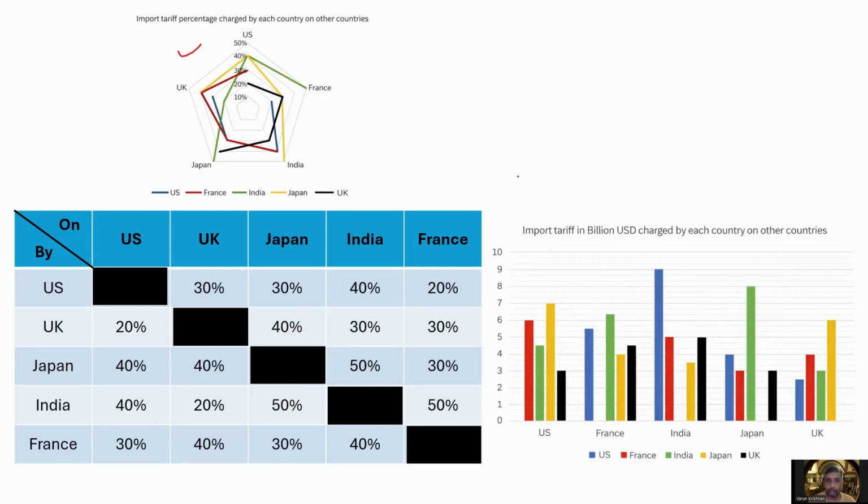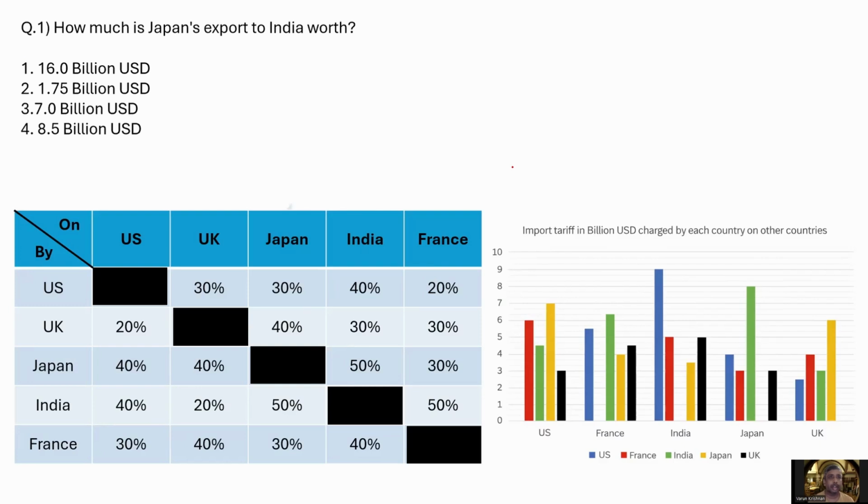I think the questions are very simple. Let's start with question number 1. Question 1 says, how much is Japan's export to India worth? So Japan's export to India means India will be the one levying the tariff. So the tariff is going to be levied by India on Japan. That is a total of 50%. So a 50% tariff is going to be levied by India on Japan.